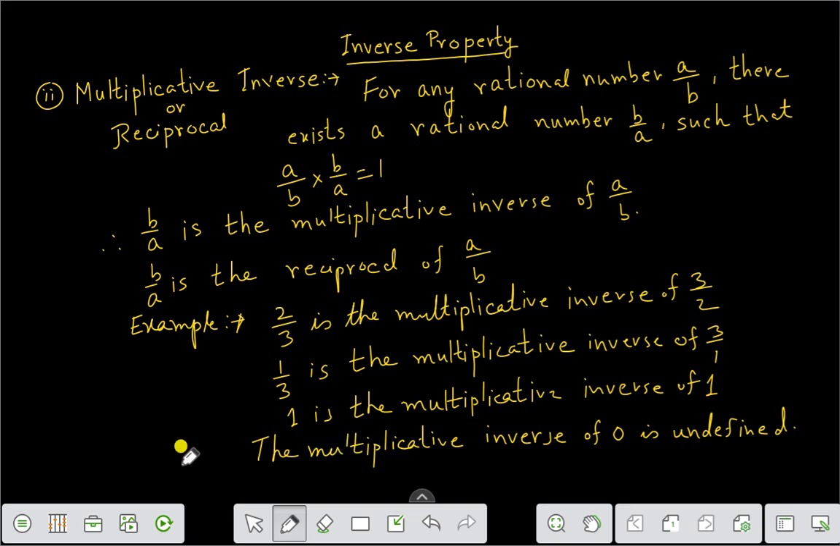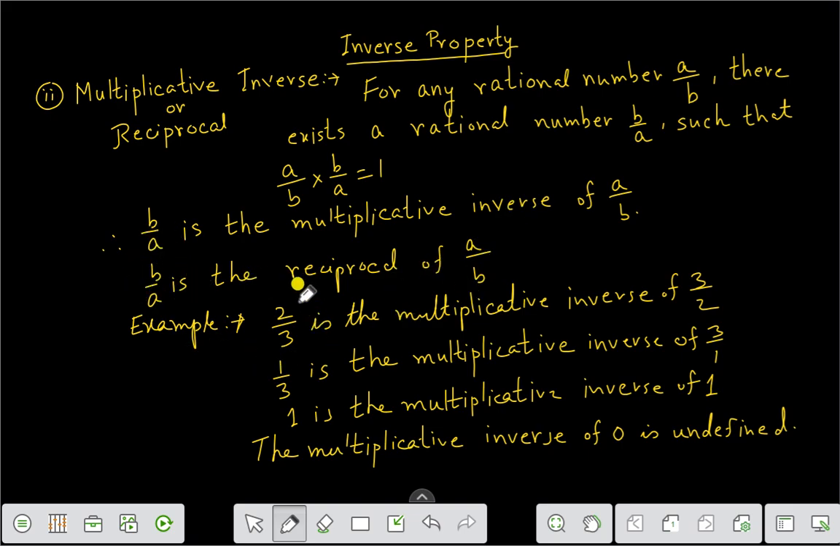Here, once again we are repeating the inverse property. You can say it as multiplicative inverse or as reciprocal also. For any rational number a by b, there exists a rational number b by a such that a by b into b by a is equal to 1. b by a is the multiplicative inverse of a by b, or you can say that b by a is the reciprocal of a by b.